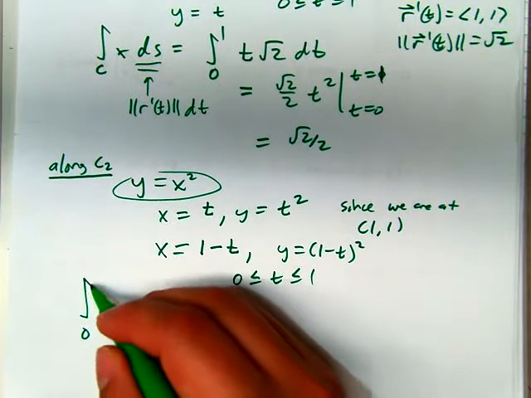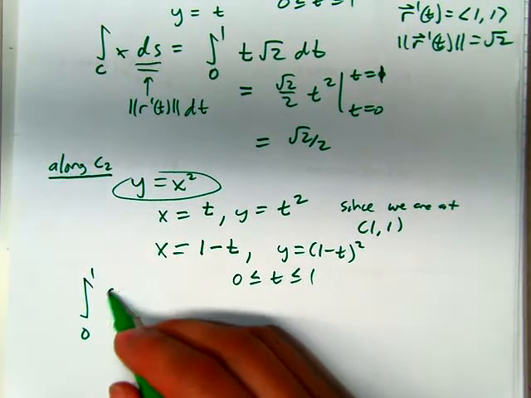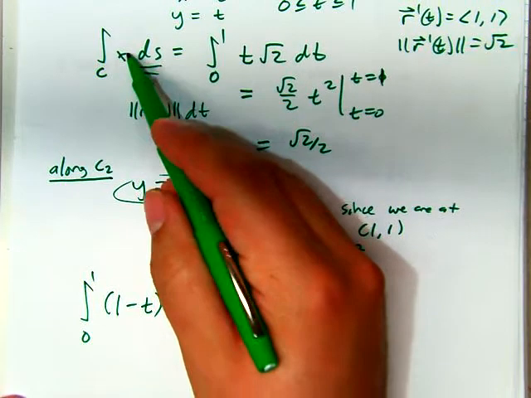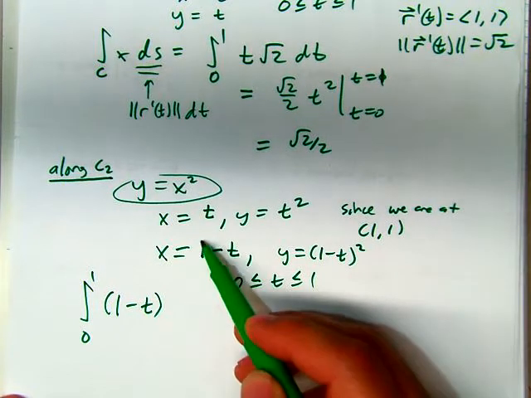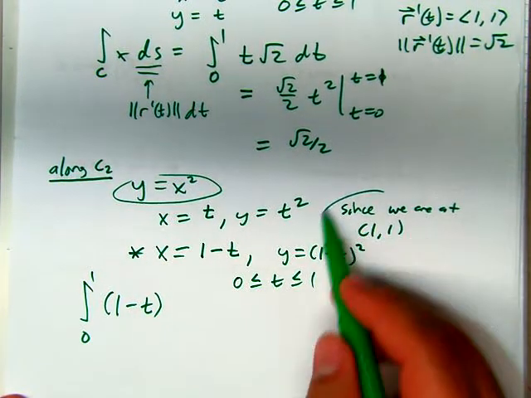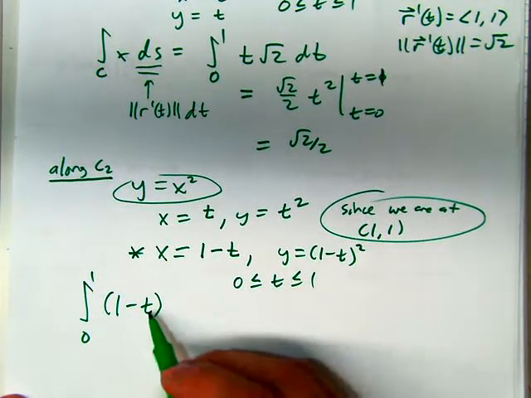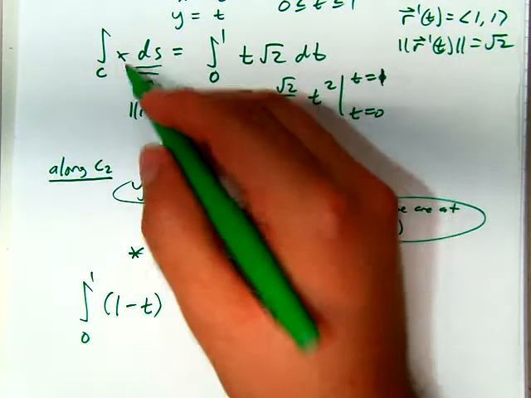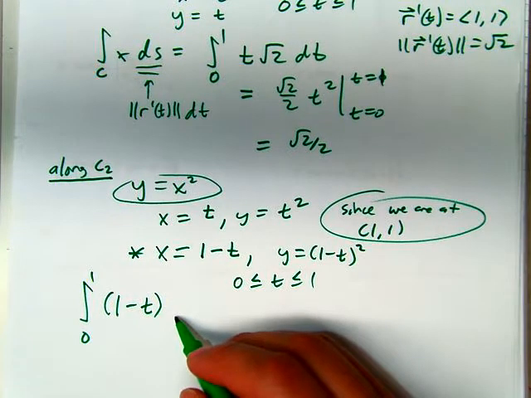We'll go ahead and integrate then from 0 to 1. We're going to do 1 minus t. So we're doing x, which is 1 minus t in this case. So since we're at 1, 1, we're starting here. X is 1 minus t. ds, we're going to have to find that.